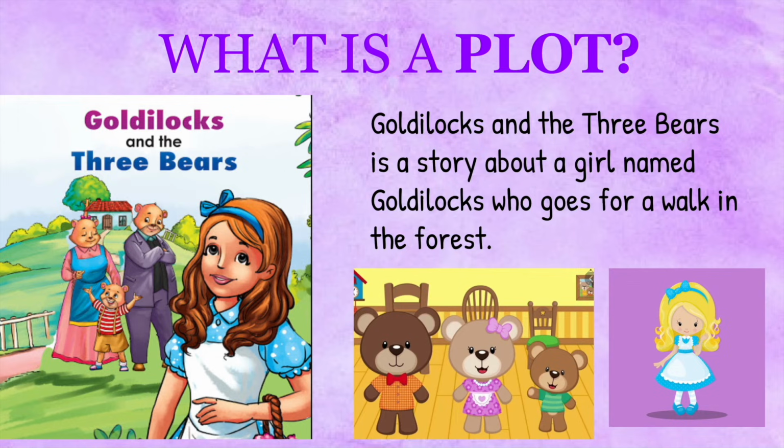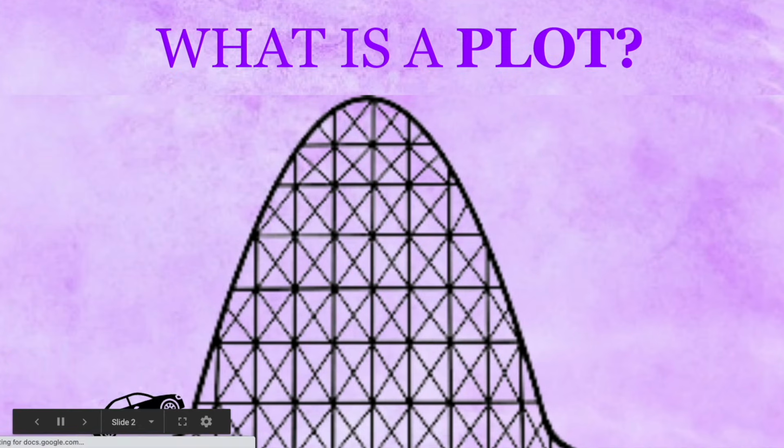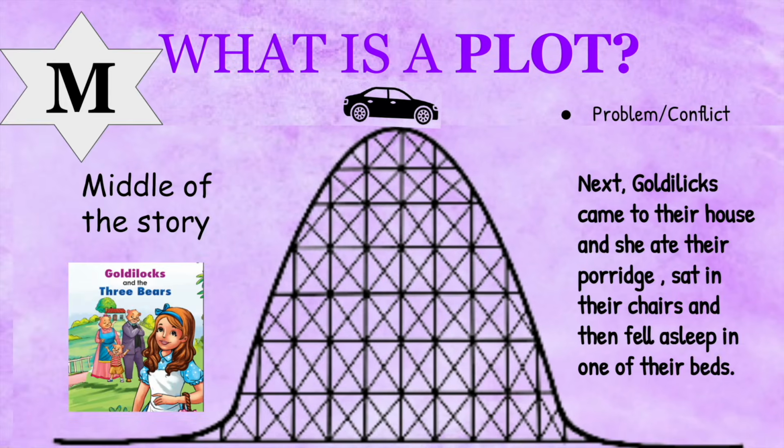Let's take an example for this book, Goldilocks and the 3 Bears. Goldilocks and the 3 Bears is a story about a girl named Goldilocks who goes for a walk in the forest. In the beginning, the bears left their house to go for a walk while their porridge cooled. Next, Goldilocks came to their house and she ate their porridge, sat in their chairs, and then fell asleep in one of their beds.